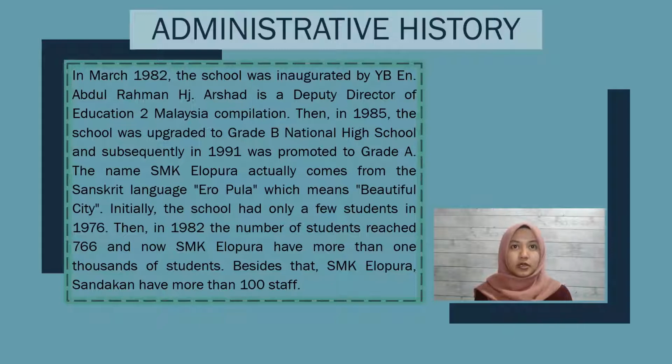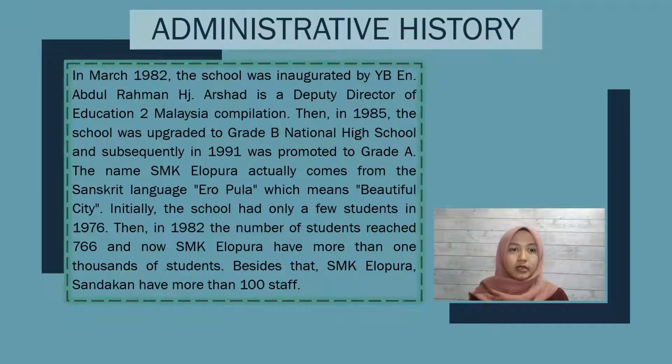Administrative history. In March 1982, the school was inaugurated by YBhg. Abdurrahman Haji Arshad as a Deputy Director of Education. Then, in 1985, the school was upgraded to a Grade B National High School and subsequently, in 1991, was promoted to Grade A.